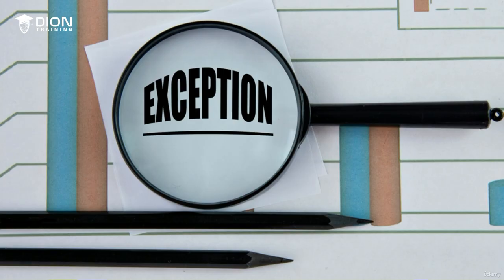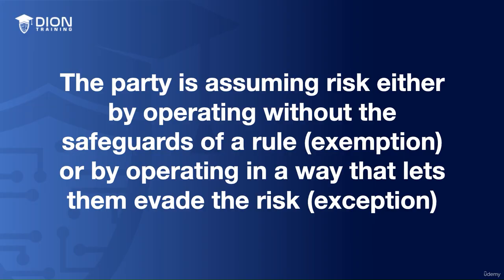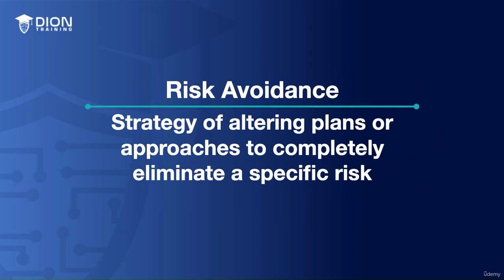In both cases, the party is accepting a certain level of risk either by operating outside of the protections offered by a particular rule or requirement in the case of exemption, or by operating under conditions that allow them to avoid the risk in the case of an exception. Third, we have risk avoidance. Avoiding a risk involves changing plans or strategies to eliminate the risk entirely.